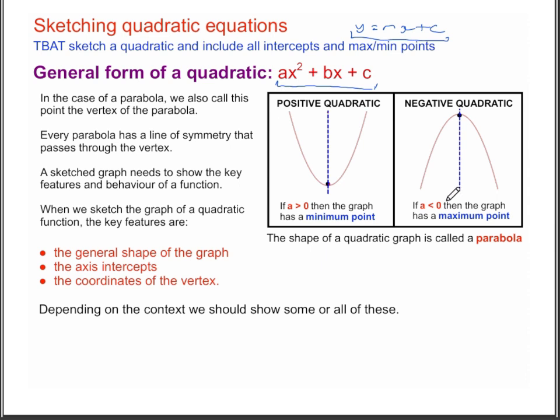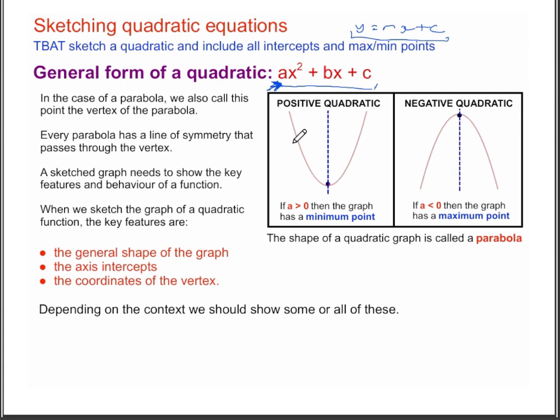Now, how do you know whether it's going to be a u-shaped or an n-shaped? You look at the a value, that means the coefficient of your x squared. That tells you the shape of the curve. Okay? Now, why would you need the shape of the curve when you are sketching a quadratic? Obviously, you need to know how it looks, because there are two ways it can look, a u or an n. Another thing that you need when sketching a quadratic is the position on the graph.